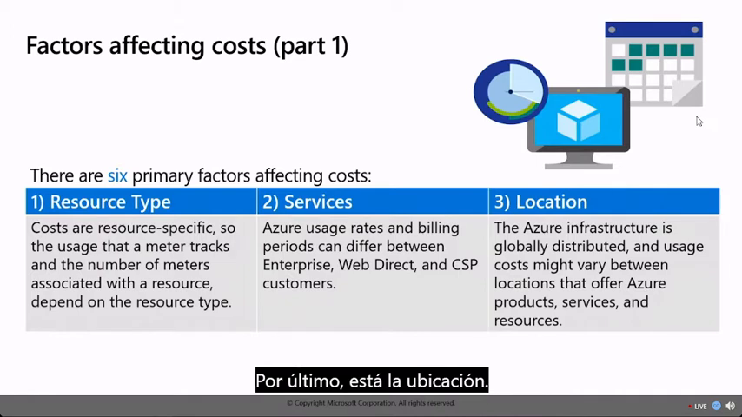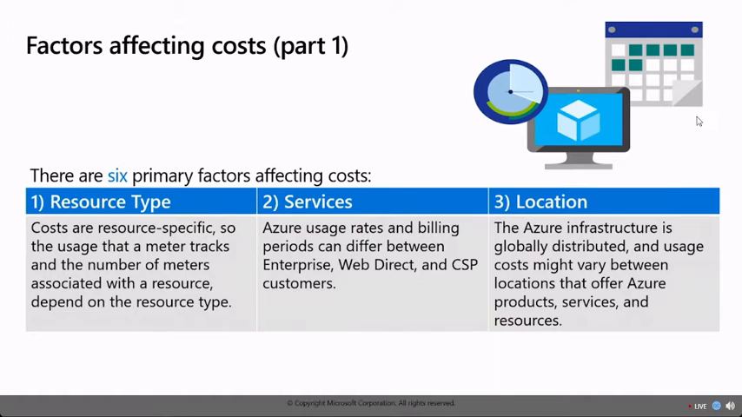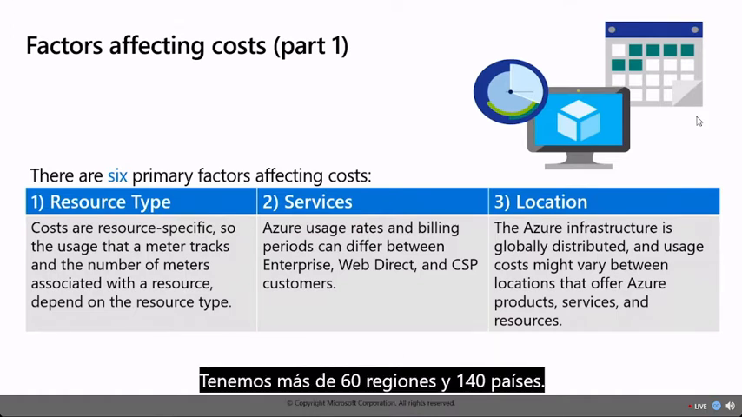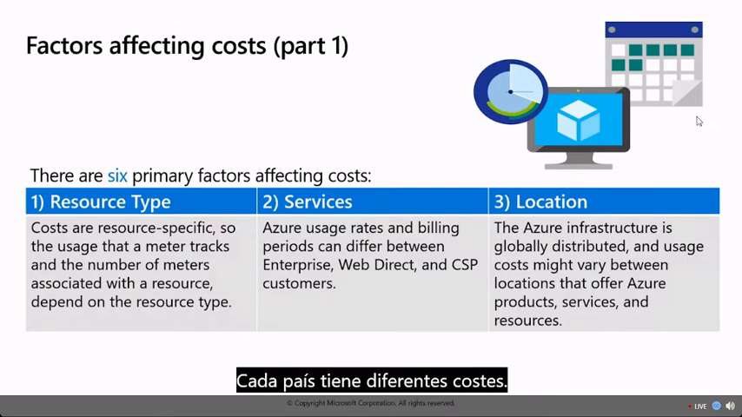Finally, is going to be location. Location is going to impact your costs because yesterday with Lorraine, you took a look at all the different regions all over the globe. I mean, we have over 60 regions in 140 countries. Every country has different costs.